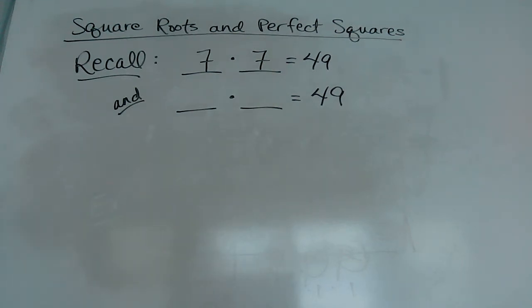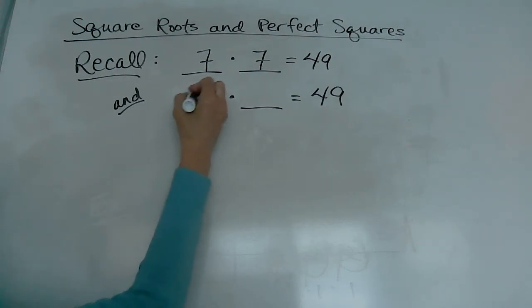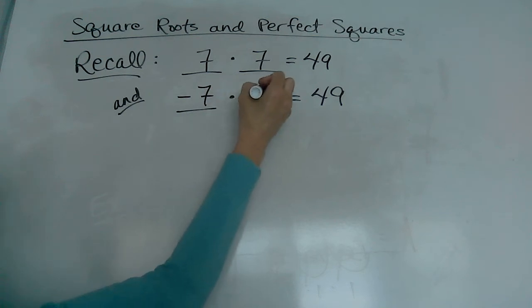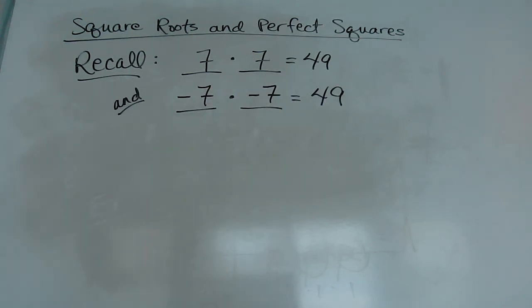The second one might be a little bit tricky for you if you don't remember that integers include negative numbers. So we also could put negative 7 times negative 7 gives us 49. A negative times a negative is a positive. So we have 7 times 7 is 49, and negative 7 times negative 7 equals 49.